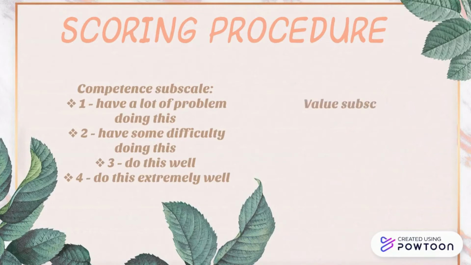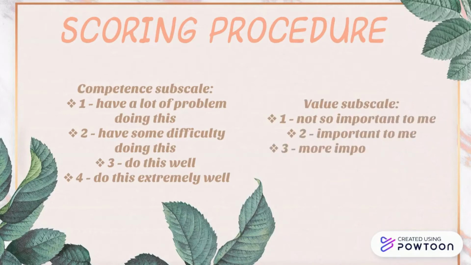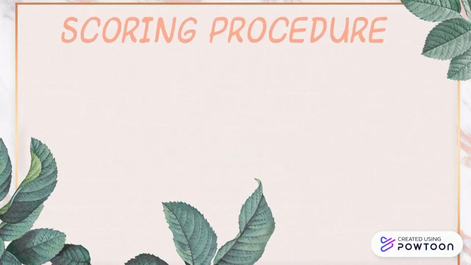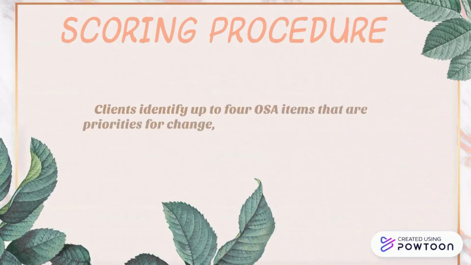Value sub-skill. 1. Not so important to me. 2. Important to me. 3. More important to me. 4. Most important to me. Clients identify up to 4 OSA items that are priorities for change to establish therapy goals and strategies.